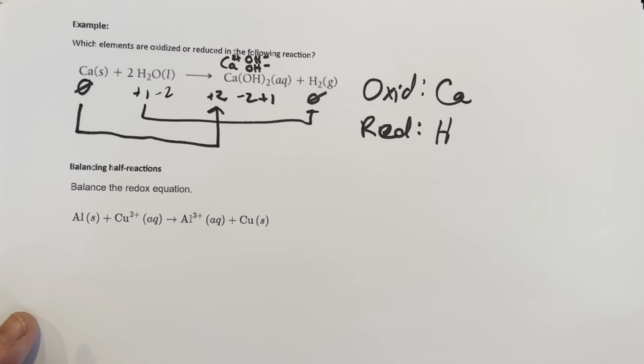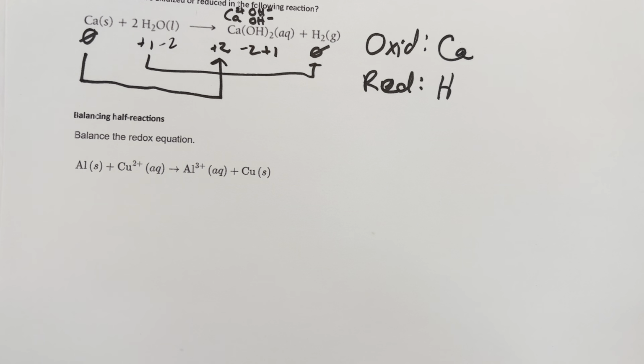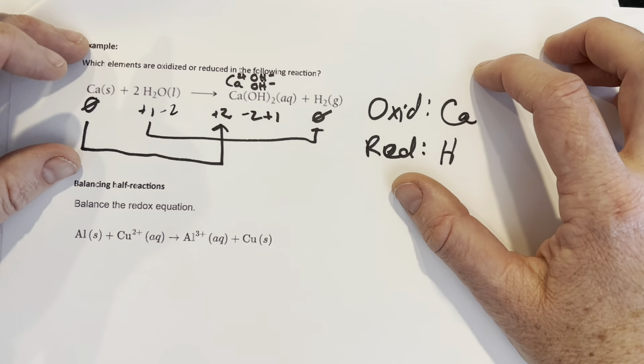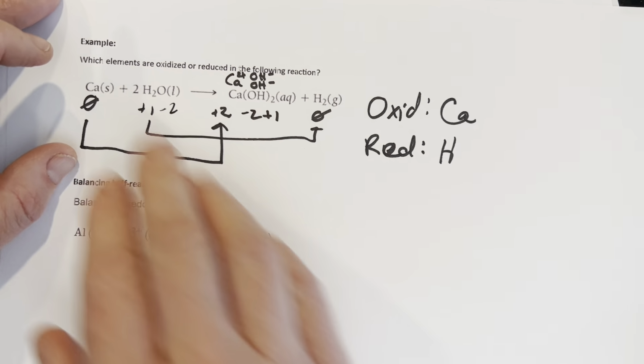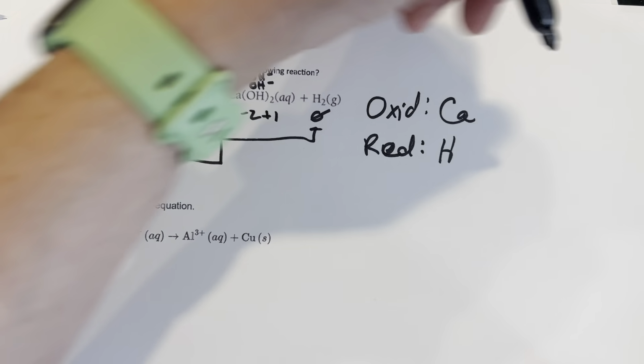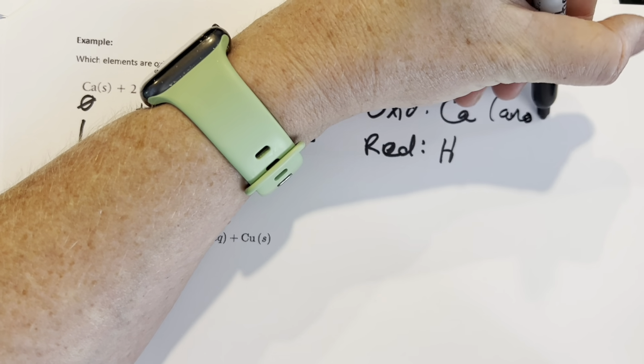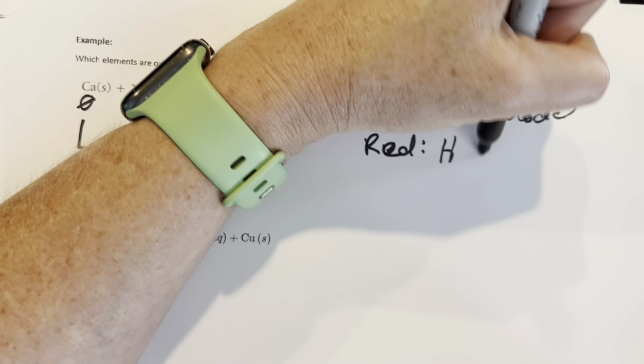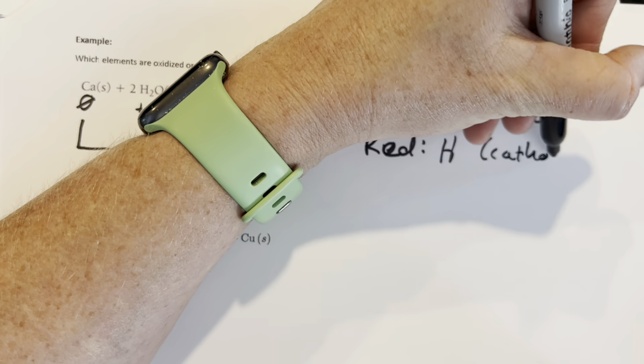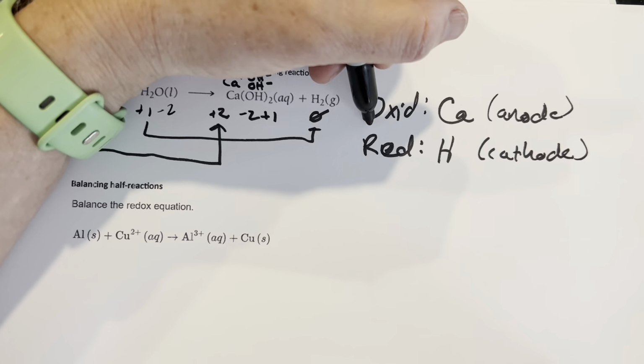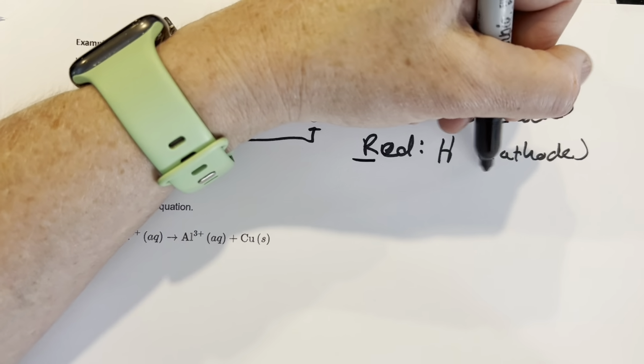All right, moving on. Balancing half reactions. Okay, so hopefully this made some sense. This is going to become imperative when you'll eventually realize that the thing that's oxidized is going to be the anode, and the thing that's reduced is going to be the cathode. I didn't go over this in class. I probably should have, but we'll get to it.